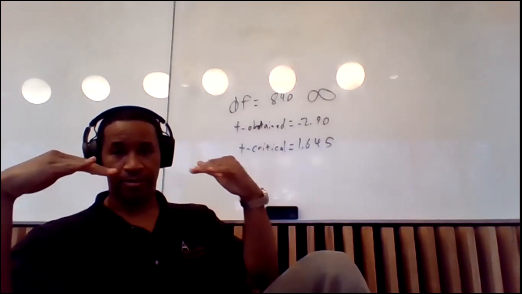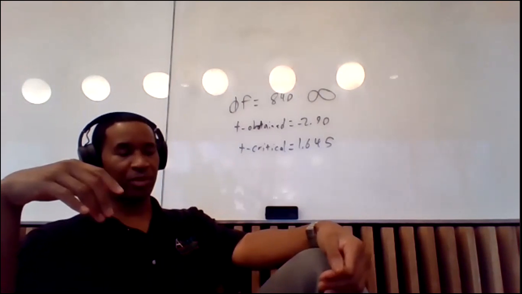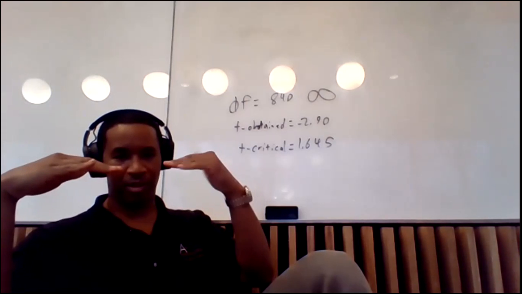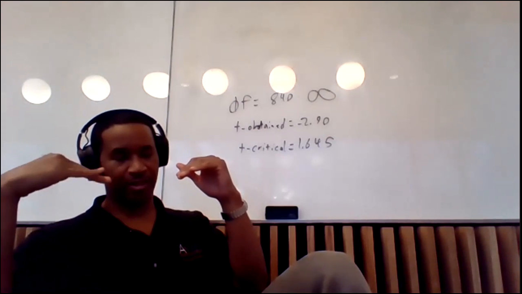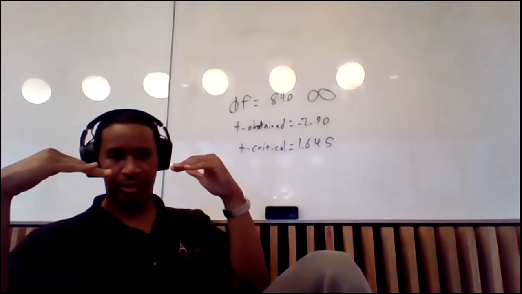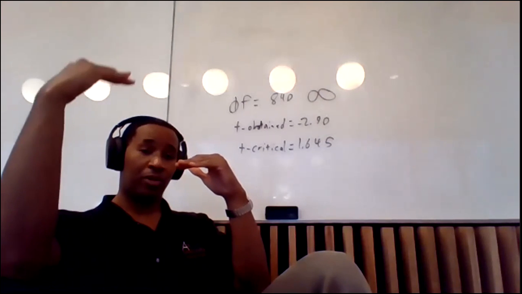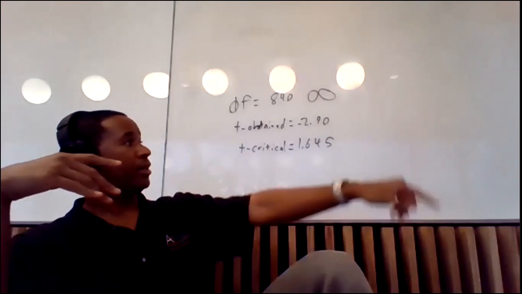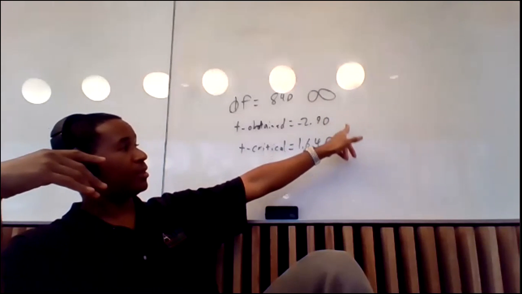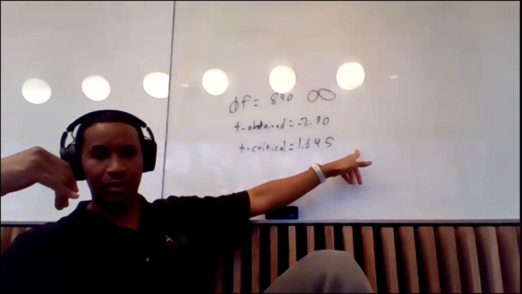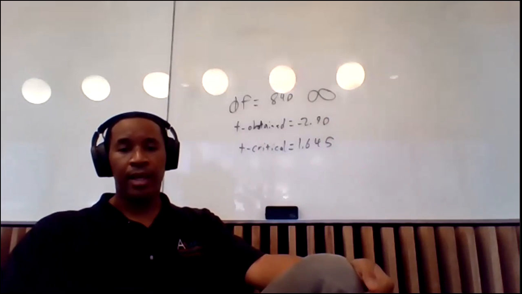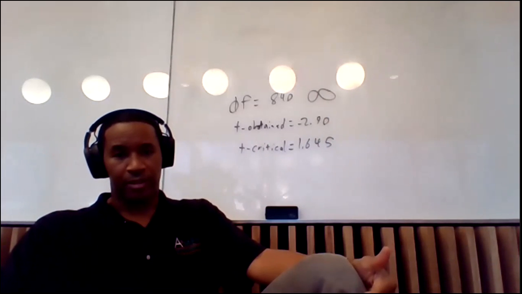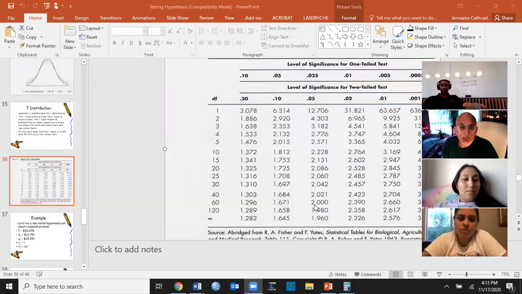Okay, we reject, good. Because we want our T obtained to be either at or above our T critical. So let's just say this hand is a T obtained, this hand is a T critical. We want it to be either at or above the T critical. If it is, then we reject. Now we can clearly see that our T obtained is above our T critical at the 0.05 alpha level, so we reject. Now let's check it at the 0.01 alpha level.